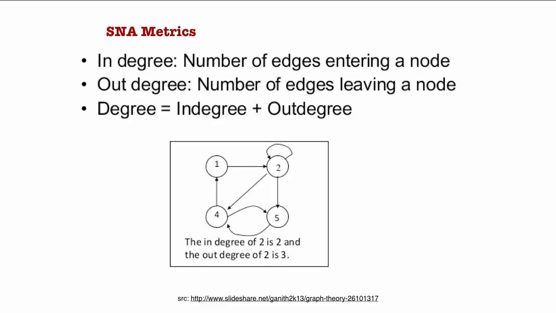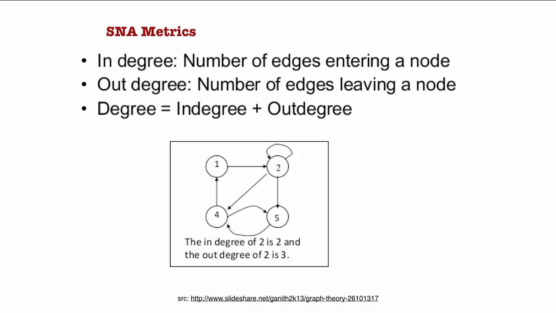Before we move on to graph visualization, let us first look at the basics of social network analysis. The most commonly used SNA metric is degree. In a directed graph, in degree is equal to the number of edges entering a node. In this example, for node 2, edges are entering it from node 1 and there is a self loop from itself. Therefore, its in degree is 2.